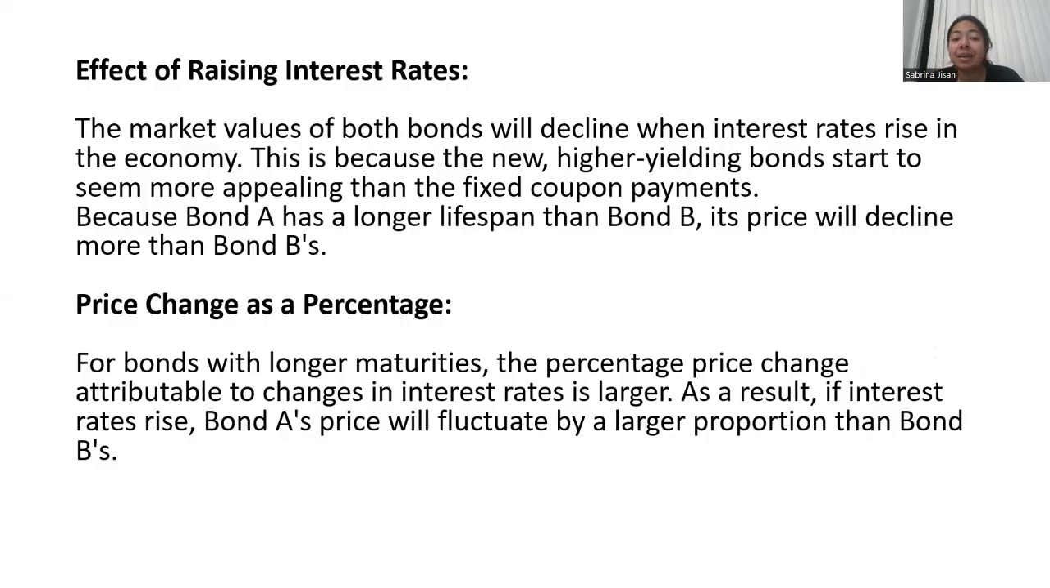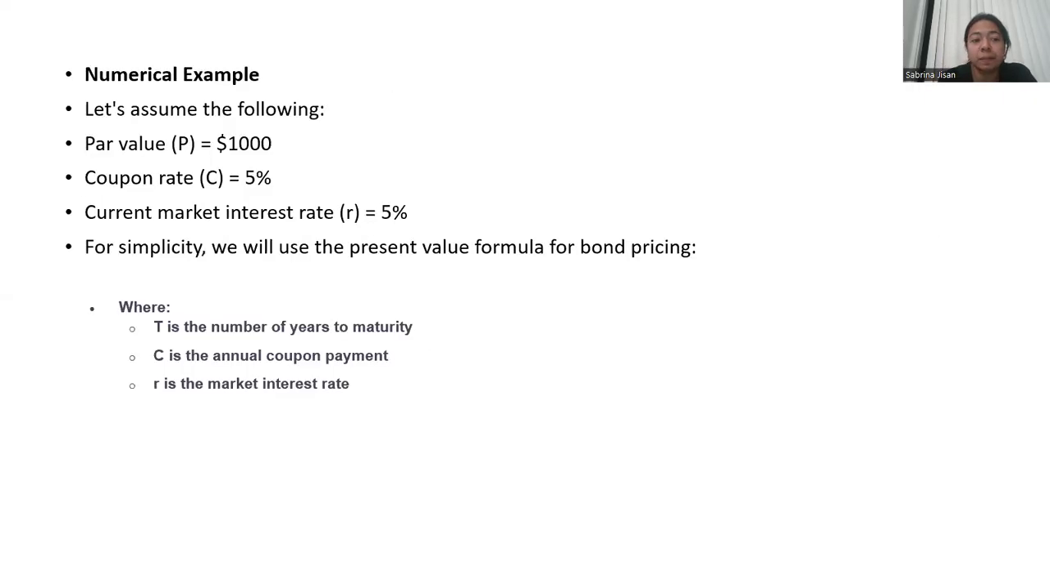So, price change as a percentage. For bonds with longer maturities, the percentage price change attributable to changes in interest rates is larger. As a result, if interest rates rise, bond A's price will fluctuate by a larger proportion than bond B's.